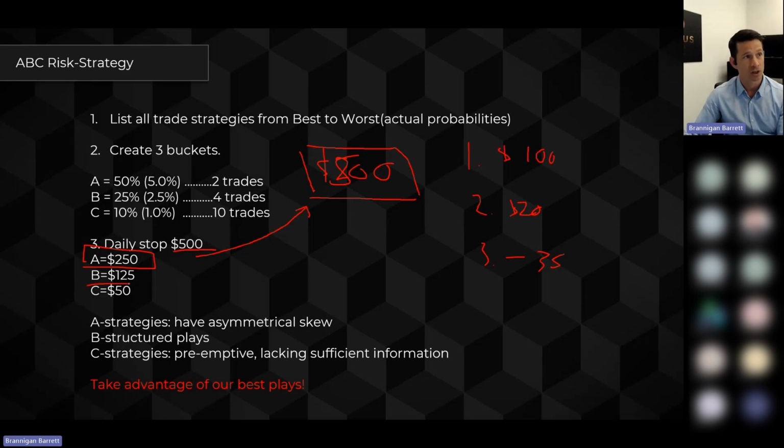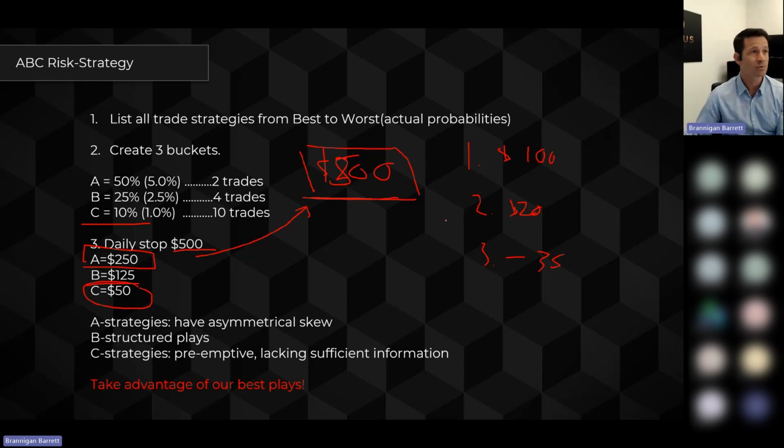If my B strategy comes along, I'm risking $125 of my $500 daily stop. In other words, I'm risking 25% of my daily stop. And my C trades are effectively my worst trades, and I'm going to risk $50 of my $500 daily stop on those trades. So I'm allocating more risk to my best trades, and very little risk to my worst trades. That makes sense because probabilistically, we want to bet on things we understand. We want to bet on things where we've got some sort of asymmetry. We want to bet on things where we feel like we've got a guaranteed winner in play.